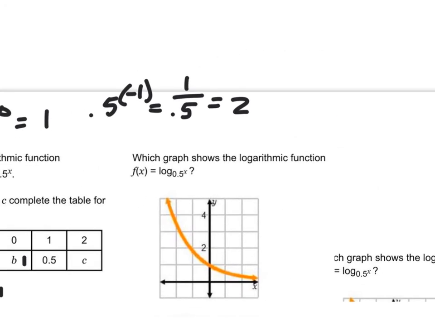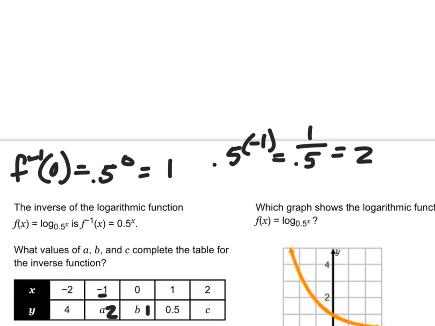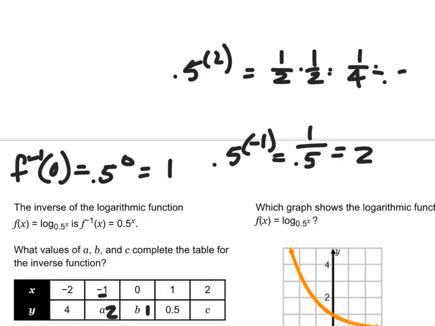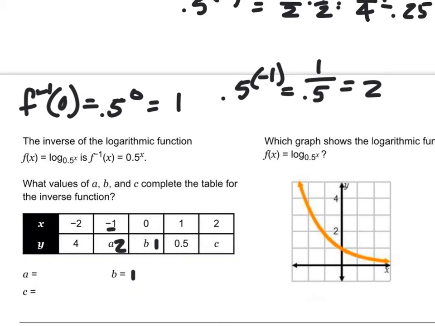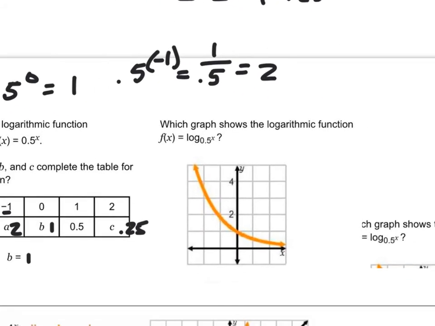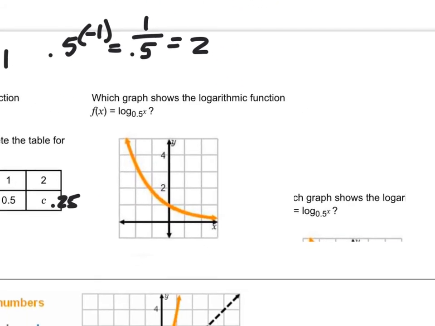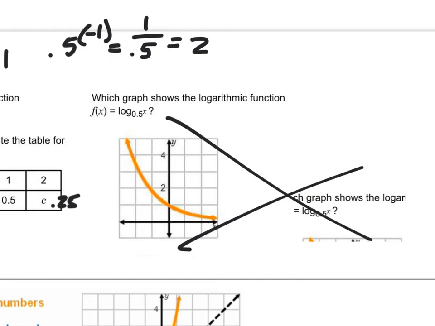And then if I do 0.5 squared, that's going to give me 1/2 times 1/2, which is going to give me 1/4, which is 0.25. Okay? And so this is going to give me a value of 0.25. And which graph shows the logarithmic function? It's not this one. Mine's screwed up. I'm sorry. I'll let you guys kind of work on that on your own.